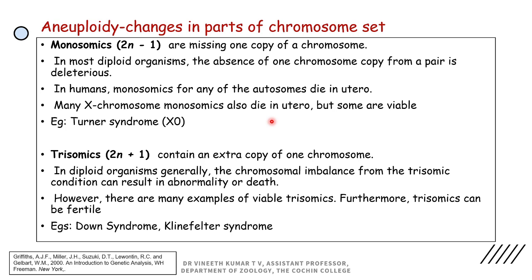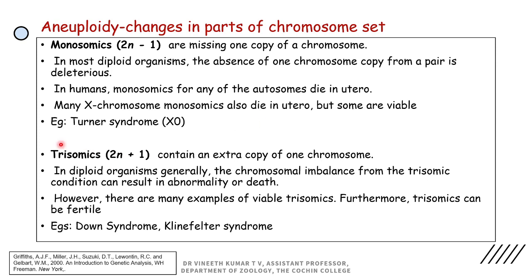Next is trisomy. Trisomy is an extra copy of one chromosome. There is an imbalance from the trisomy condition, and it can result in abnormality or in some cases death. There are examples of viable trisomy, and in some cases there are trisomies which are fertile. The examples of trisomy are Down syndrome and Klinefelter syndrome.